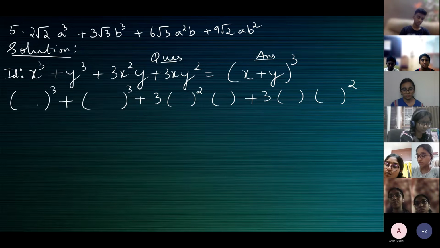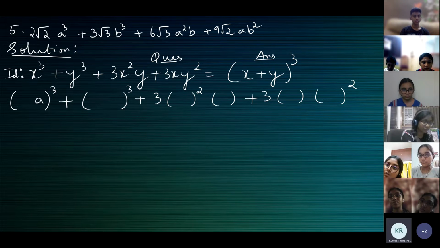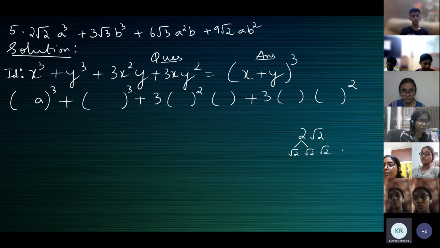So now what should I write in the bracket? I should write a cubed. 2 root 2, what is 2 root 2? It is root 2 the whole cube, root 2 into root 2.